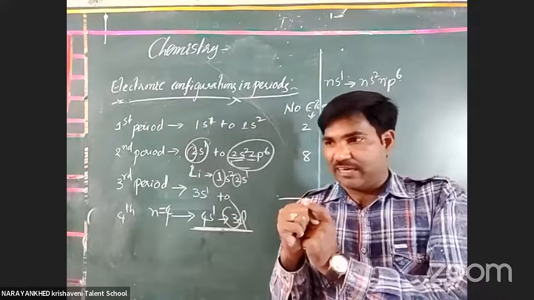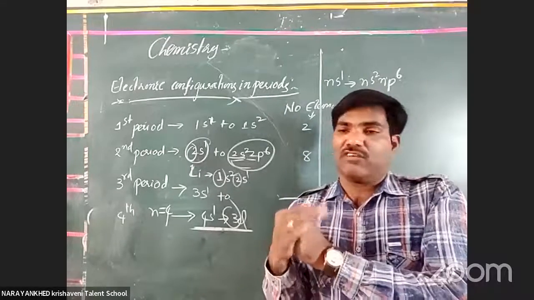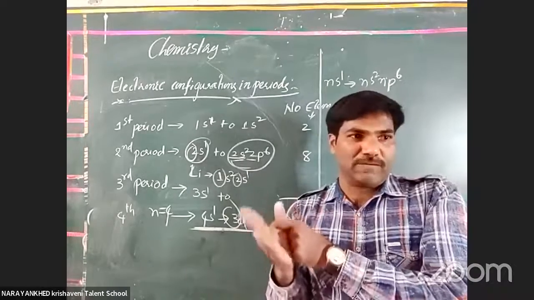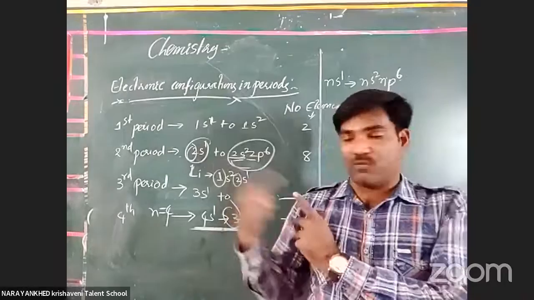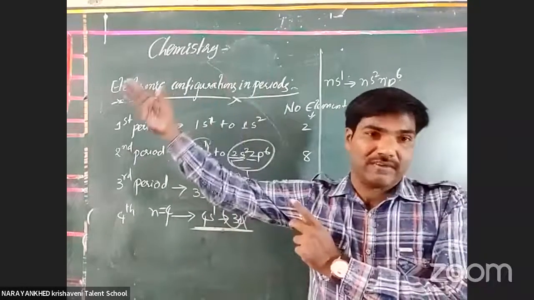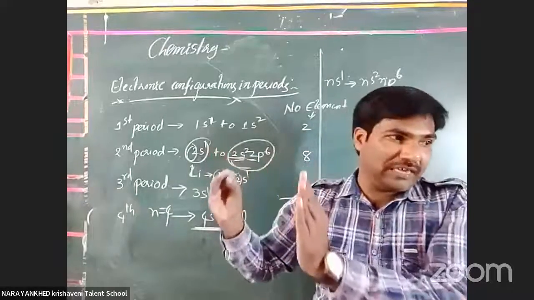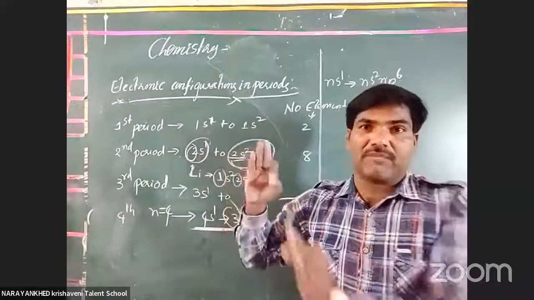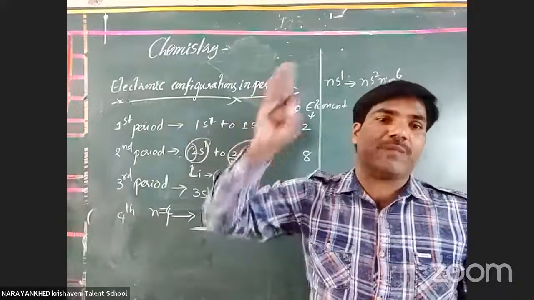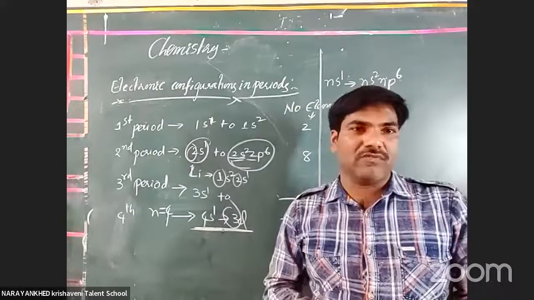Suppose you take calcium. What is the calcium configuration? 1s2, 2s2, 2p6, 3s2, 3p6, 4s2. That's why it belongs to which period? Fourth period. The last term in the electronic configuration, whichever n value it belongs to, that becomes the period of that particular element. This is about electronic configuration.